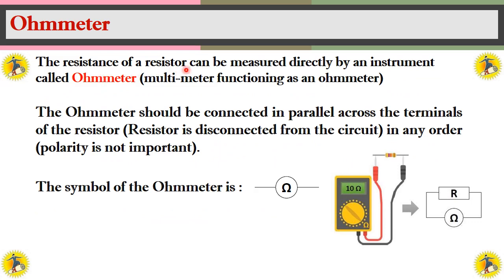The resistance of a resistor can be measured directly by an instrument called an ohm meter or multimeter. The ohm meter should be connected in parallel across the terminals of the resistor, like this. The symbol of the ohm meter is shown.